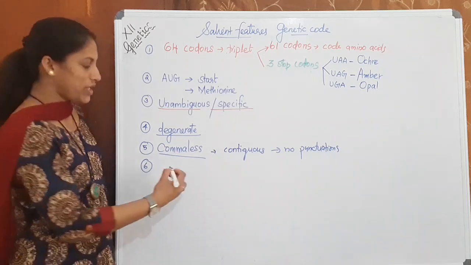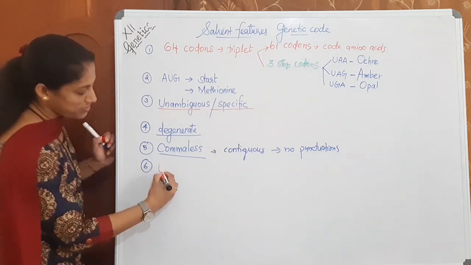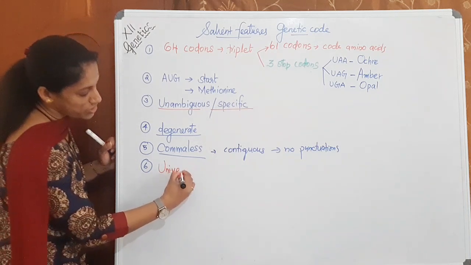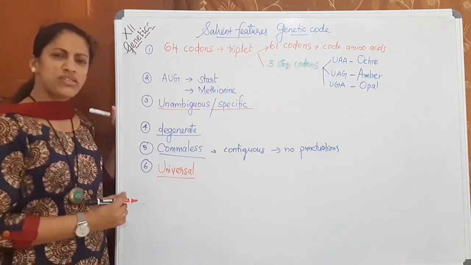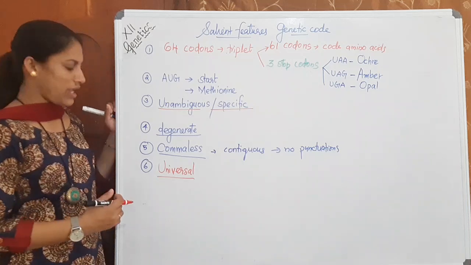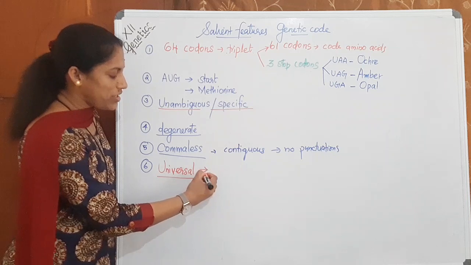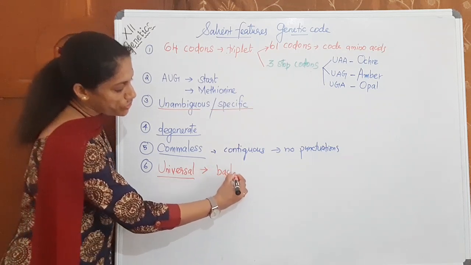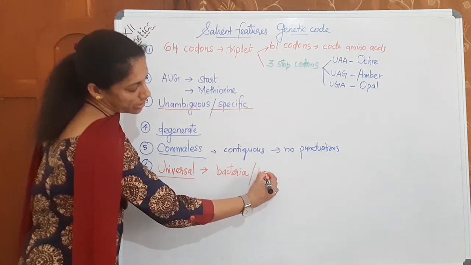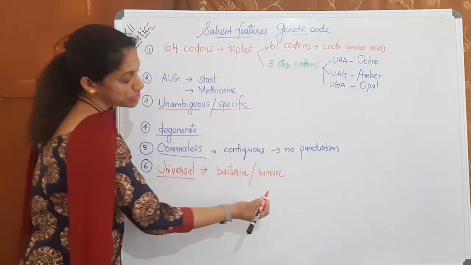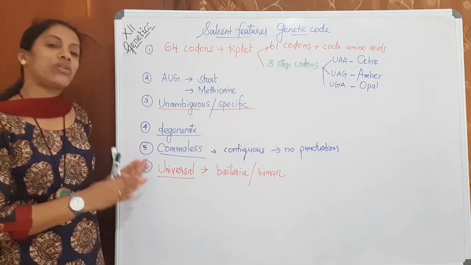The next point, the genetic code is universal. What do you mean? The genetic code is universal. Okay, some exceptions are there that are not required for you, so the other class I will take later. That means from bacteria to human being, the same genetic code is applicable. From the small microscopic bacteria to the human being, the genetic code is applied.